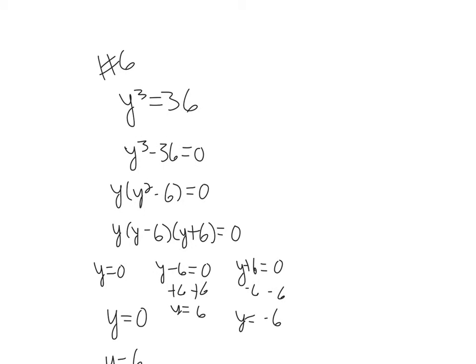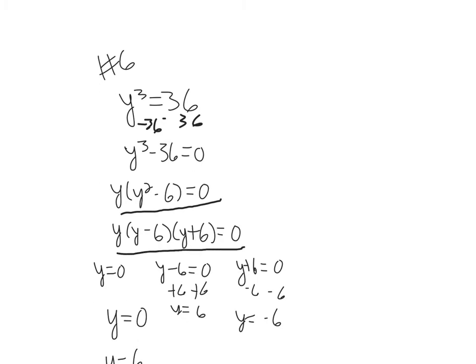And now for problem number 6, you have y cubed equals 36. So on this side, you would subtract 36 from each side, you get y cubed minus 36 equals 0. Now with y cubed minus 36 equals 0, you can find something that you can take out, and you can take out a y from here, so it'd be y times y squared minus 6 equals 0. Now y squared minus 6 can further break down into y minus 6 times y plus 6. So that'd be y times y minus 6 times y plus 6 equals 0.